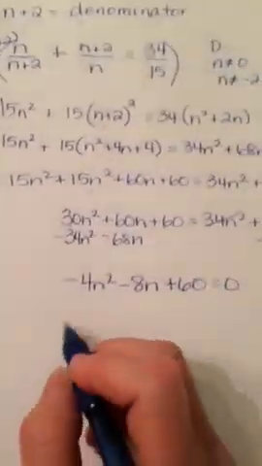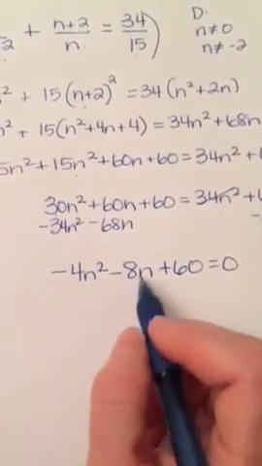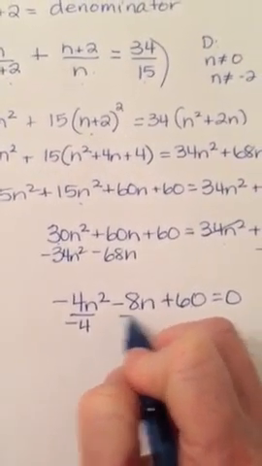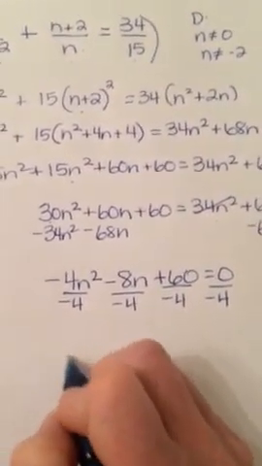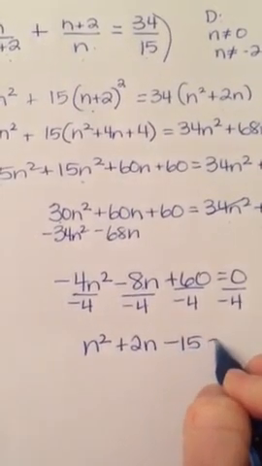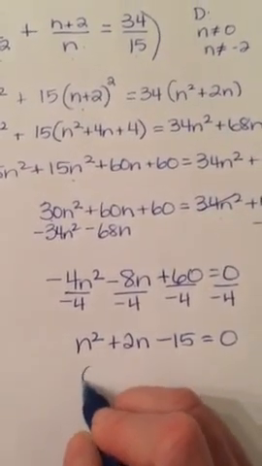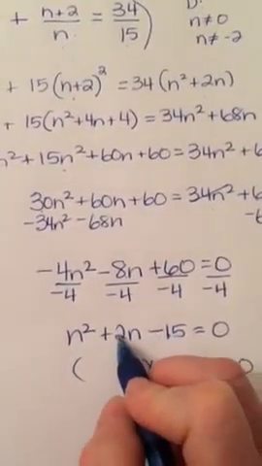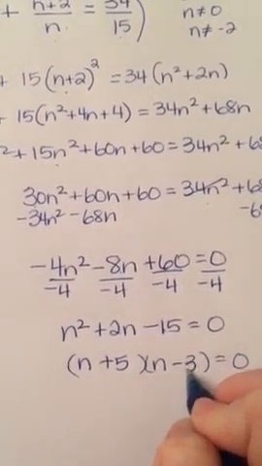Okay, so now we've got to be really careful. We really don't want to deal with a negative square term. And we should hopefully see that there's a GCF. So I'm going to divide and simplify. I'm going to divide out the GCF to every term to simplify the equation, and I'll get n squared plus 2n minus 15 equals 0. Okay, so now I'm going to solve by factoring. So I need the factors of -15 that add to 2. So that's going to be n plus 5 and n minus 3.